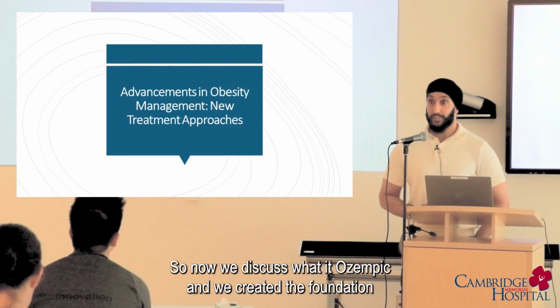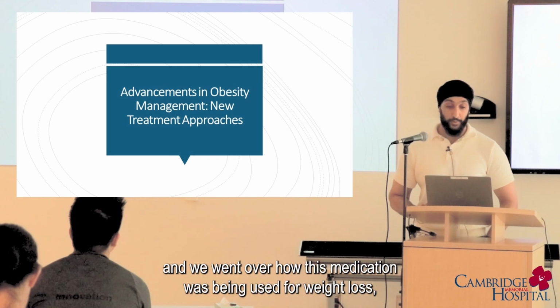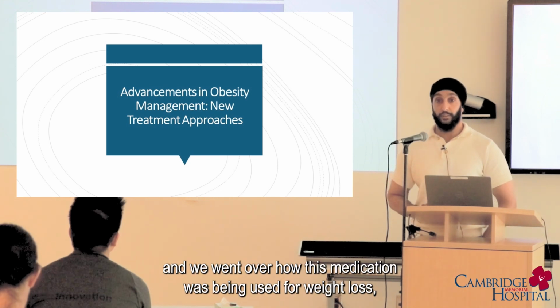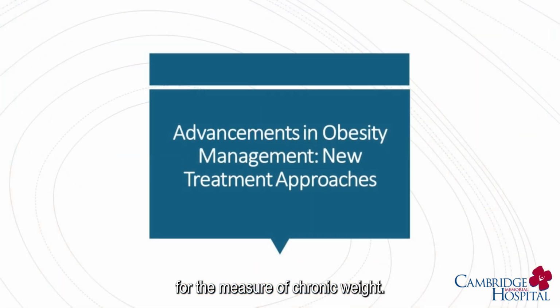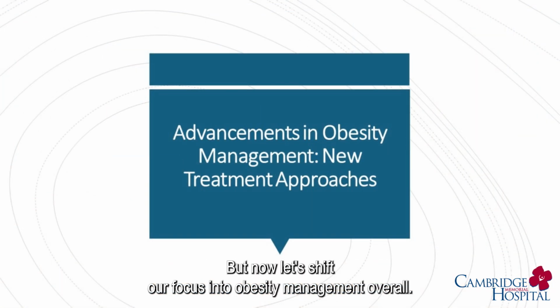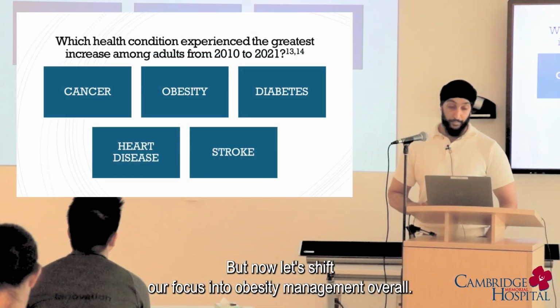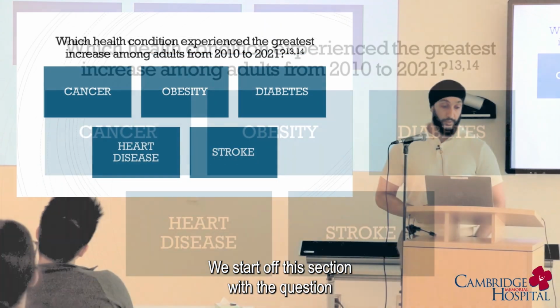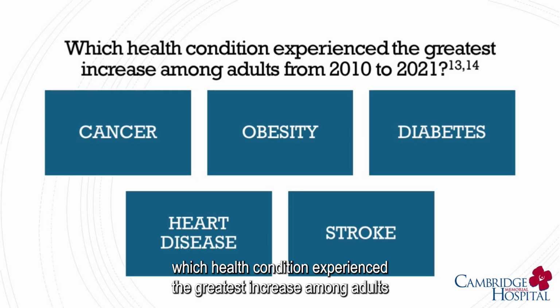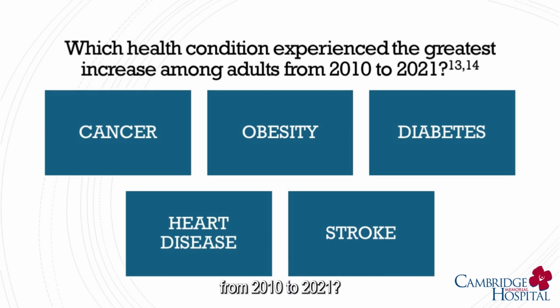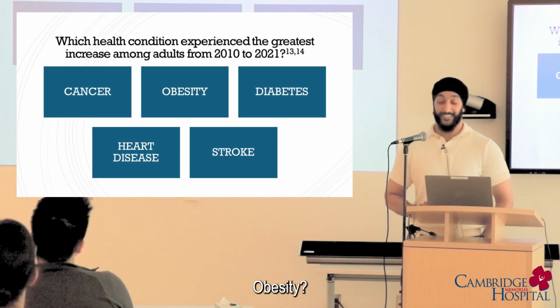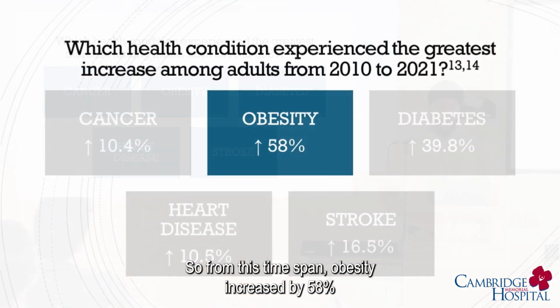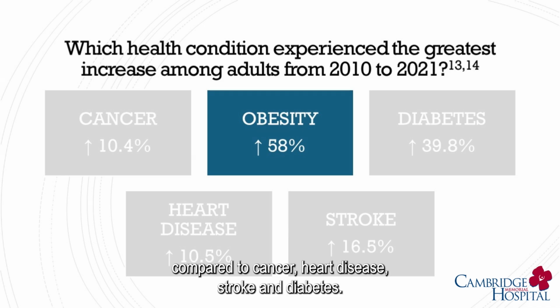So now we've discussed what Ozempic is. We created the foundation, and we went over how this medication was being used for weight loss, what exactly led to this investigation, and the approval of Wegovy for the management of chronic weight. But now let's shift our focus to obesity management overall. We start off this section with a question: which health condition experienced the greatest increase among adults from 2010 to 2021? Would anyone like to take a guess? Obesity. That's correct. So from this time span, obesity increased by 58% compared to cancer, heart disease, stroke, and diabetes.